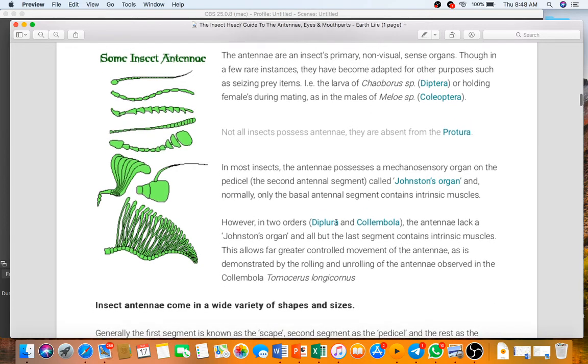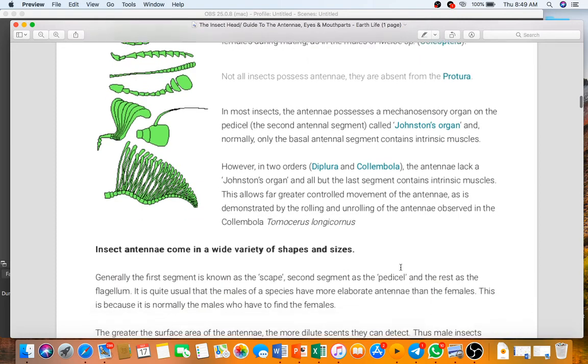and in most insects, antenna possess a mechanosensory organ on the pedicel. Pedicel is the second antennal segment, called Johnston's organ, and normally only the basal antennal segment contains intrinsic muscles. There are two orders of insects which lack Johnston's organs, and all but the last segment contain intrinsic muscles. This allows for greater controlled movement of the antenna.